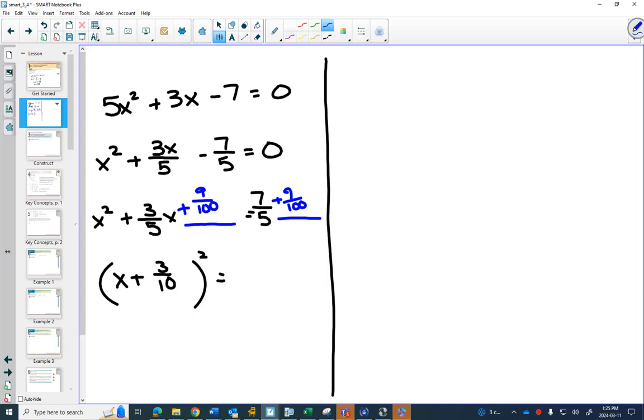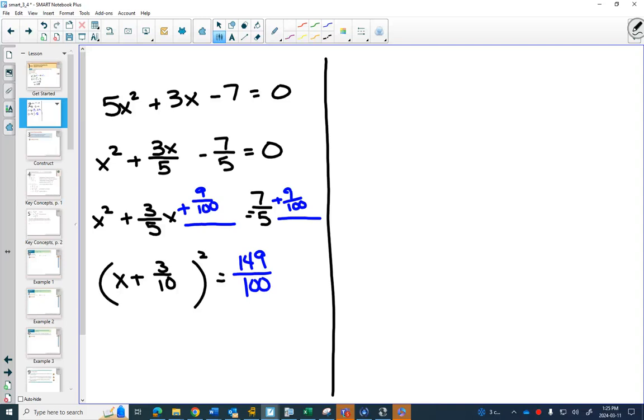Isn't this great number so far? Are you liking this? What do we do with fractions? Get a common denominator, and then add them. Can you see that you could get a common denominator of 100? And this will be 140 over 100 plus 9 over 100 will be 149 over 100. Perfect. So far, so good.